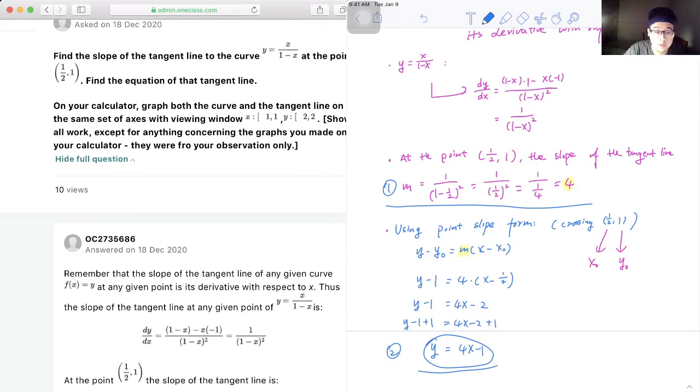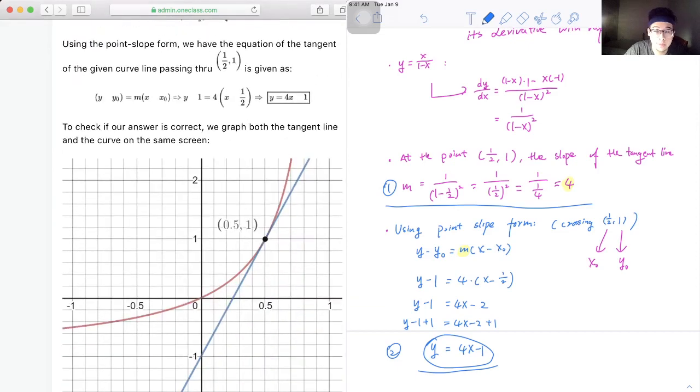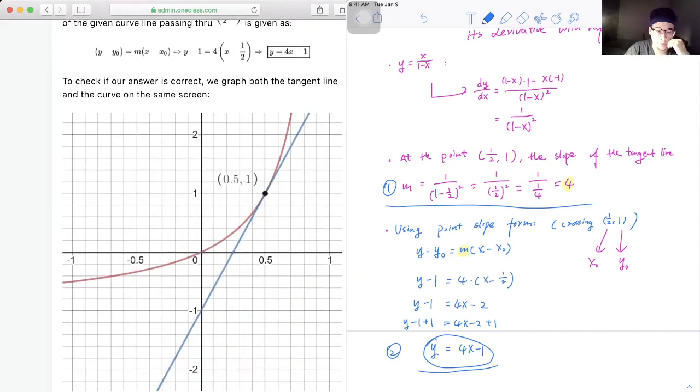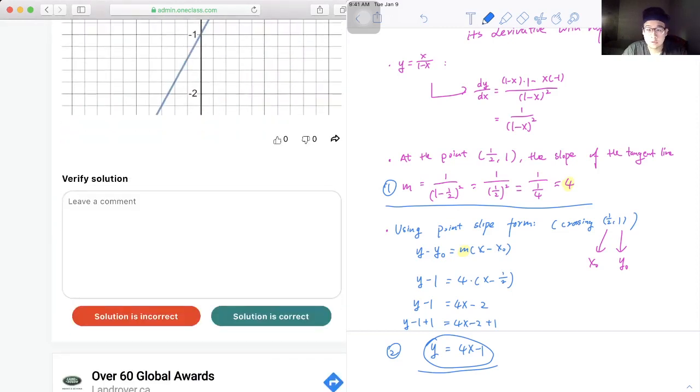So let's leave a comment. Yeah, and the graph should be something look like this. Let's leave a comment. Solution is correct.